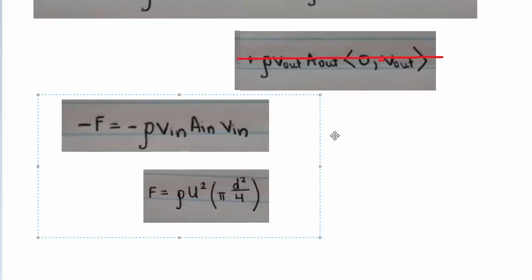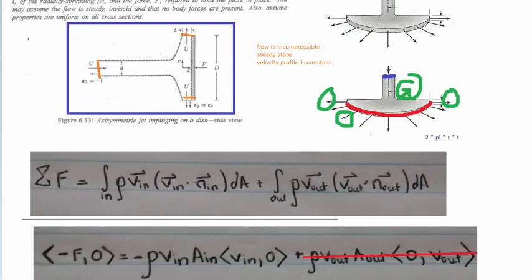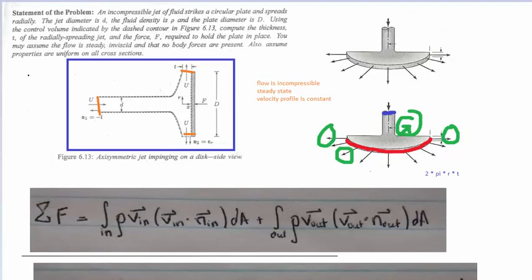And the V in they're talking about in the problem, they're calling U, so I changed that here. This V in simply goes to U squared. Negative signs are on both sides, so they cancel out. And our area at the inlet is simply that circle here, so pi d squared over 4. So that's one of the things they asked us to find, the force.